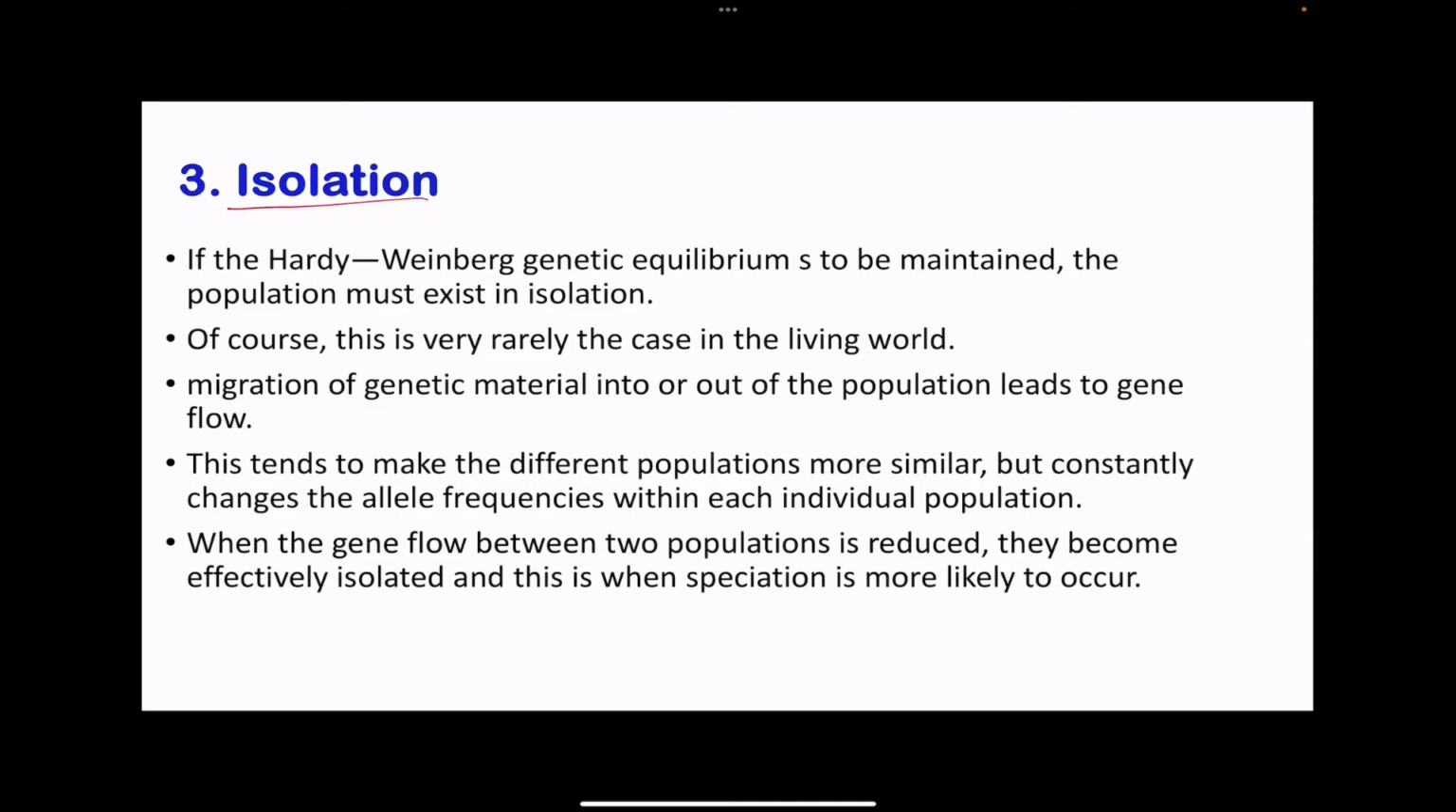The next one is isolation. If the Hardy-Weinberg equilibrium is to be maintained, the population must exist in isolation, and this is going to be very rare in the living world, because migration of organisms in and out of a population is going to occur, and this is going to affect the gene flow. It's either going to decrease it or increase it. And when there is very low gene flow between two organisms, sometimes they're going to change and become a new species. This is when speciation can result. So the key thing here is that isolation is going to be rarely attained in the living world.